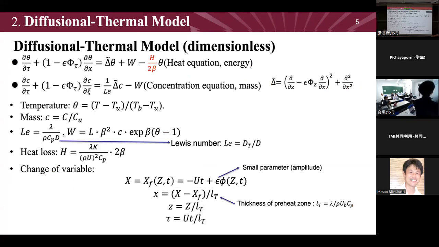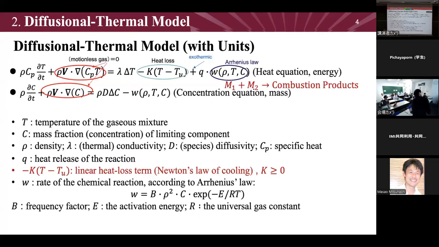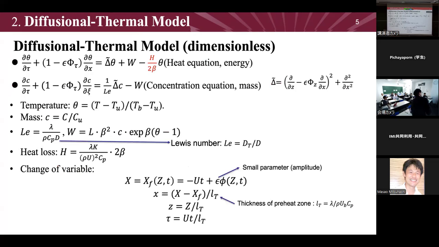So for convenience of our study, we plan to use the dimensionless equation, where we change variables by dividing the mass fraction and temperature by some units. By dividing some specific temperature or mass fraction, we get the dimensionless parameters or variables over here. And from the previous page, we input this heat loss like H over here. This is the heat loss term. Okay, and the Lewis number over here we define as the thermal conductivity over the diffusivity.